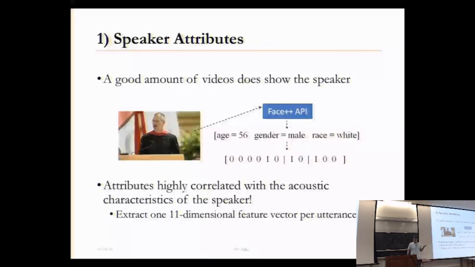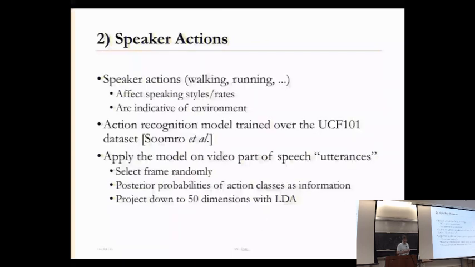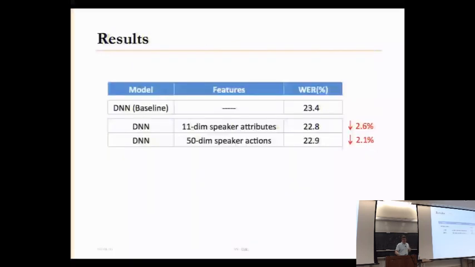They are attributes that should be highly correlated with the acoustic characteristics of the speaker. It gives us an 11-dimensional feature vector. Or we also looked at the speaker actions. The person could be running, the person could be doing certain things that affect the way he speaks. Those were the first two experiments that we did.